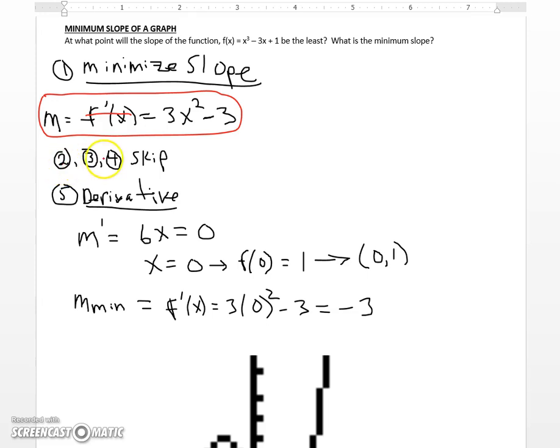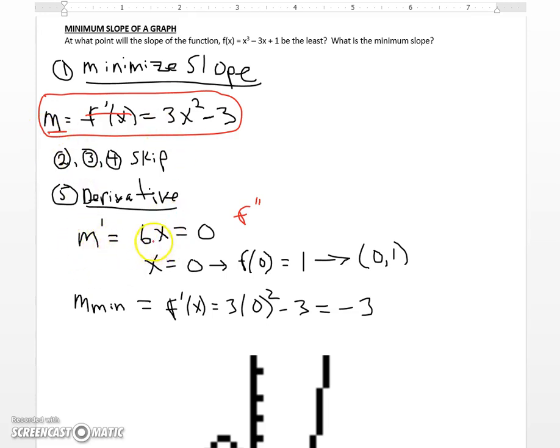So we can skip steps 2, 3, and 4 and go straight to 5. So we take the derivative of the slope function. Again, think of this as a slope function. So just as if you were trying to minimize or maximize the area of something, you would take the derivative of the area function. Same thing here, we're trying to minimize the slope function, so we take the derivative of the slope function, which actually happens to be the second derivative, but don't think of it as that just yet. Think of it as just a slope function.